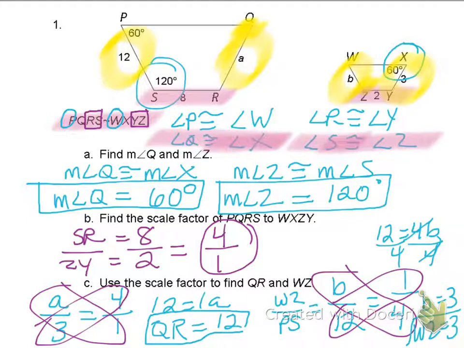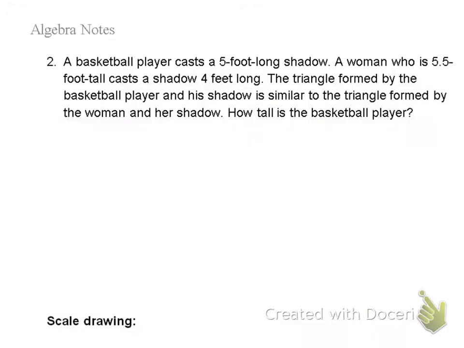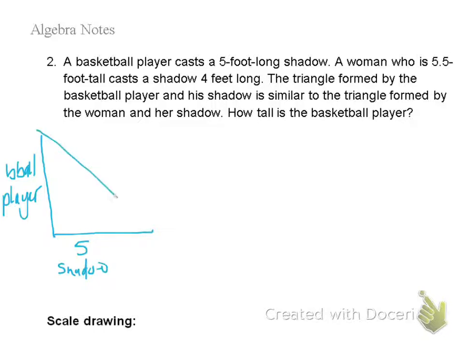There's that answer. Okay, moving on to another example here. This is another example that uses proportion in a real life situation. If you have a basketball player that casts a 5-foot long shadow, so if we draw a triangle here, we have our b-ball player here. This is how tall he is, and his shadow is 5 feet long. And that makes a triangle.